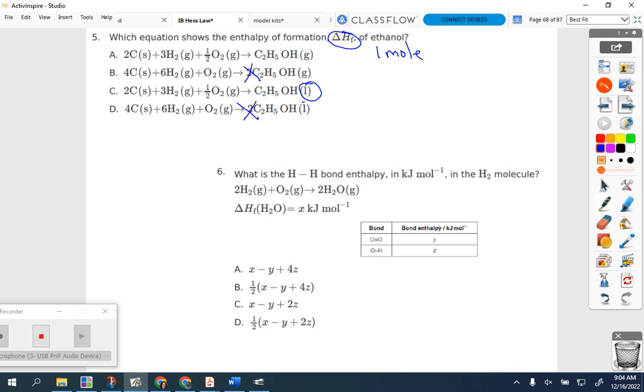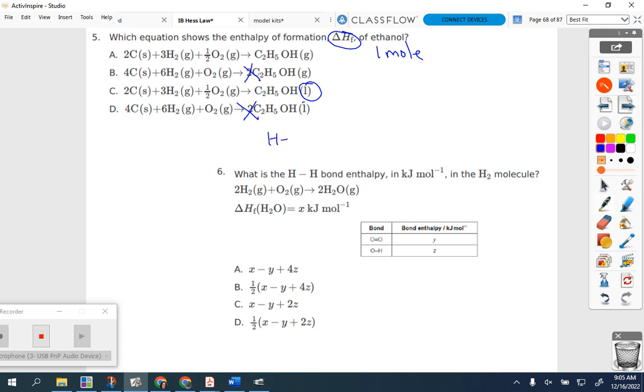Okay. Number 6. This one is tricky for a couple of reasons. One, I didn't give you the structures. I promise that on the test, I will give you structures for multiple choice questions that require bond enthalpies. I gave them to you for the paper too, but I did not give them to you for this, and I apologize for that. So let's draw out this reaction.